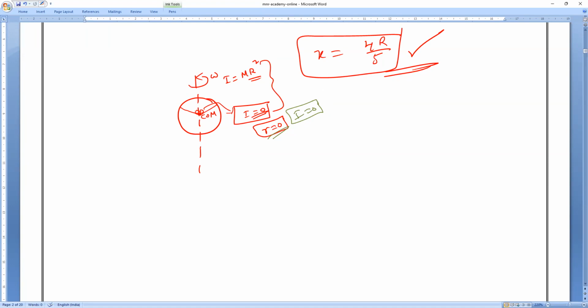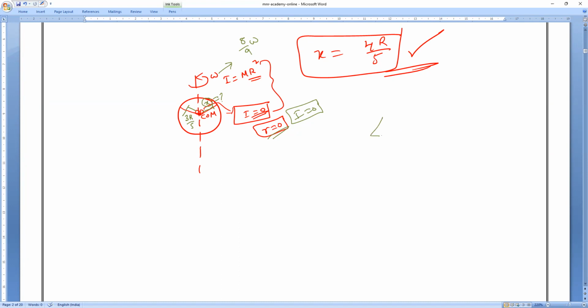Clear? Now after rotating, the ring's angular velocity is decreased to 8 by 9 omega. By that time one ball has traveled 3R by 5 distance, and this ball also will travel some x distance. That x is what they are asking.